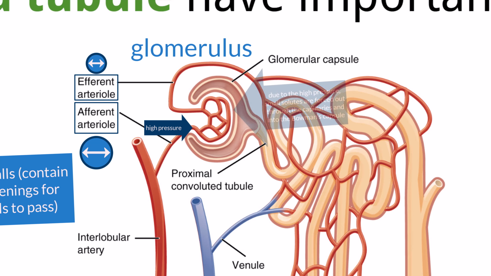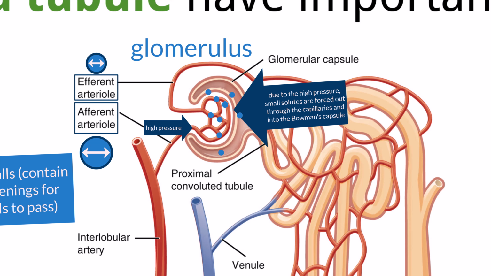This pressure is essential for forcing small solutes like glucose, salt, and urea through the capillary walls and the basement membrane into the Bowman's capsule. This process is ultrafiltration. Something to note is that large molecules like proteins and blood cells remain in the capillaries. They are too large to pass through the pores in the capillary walls.